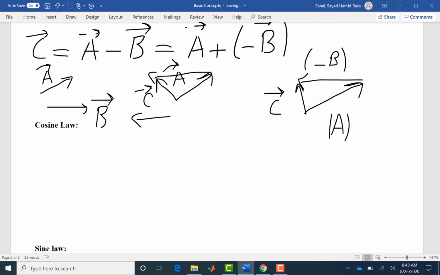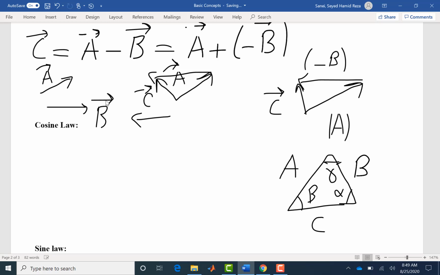Now I'm going to talk about cosine law. That's a topic that is going to be part of your prereq quiz as well. So if you have a triangle with three edges, I'm going to call them A, B, and C. The angle across A, I'm going to call alpha, this angle beta, and this angle gamma. And this is just a general triangle. It's not a right triangle, it's not an isosceles or equilateral triangle. It's just a general triangle.